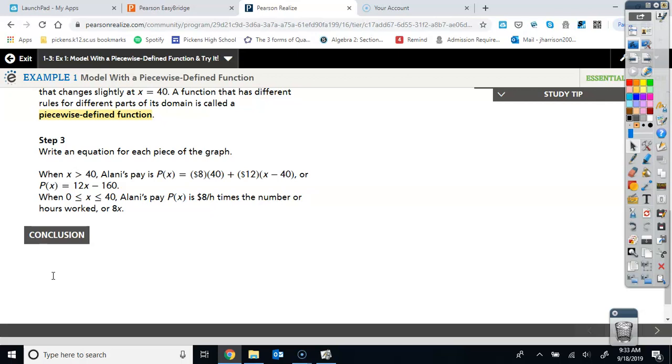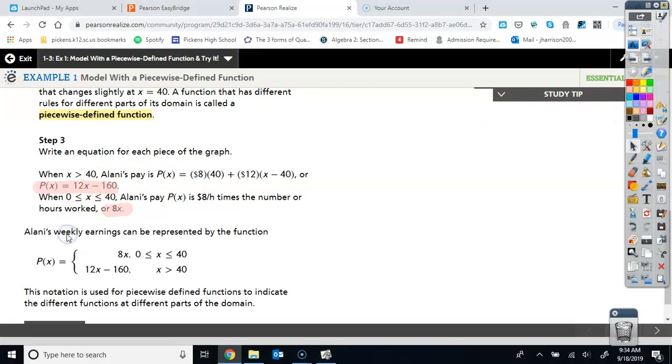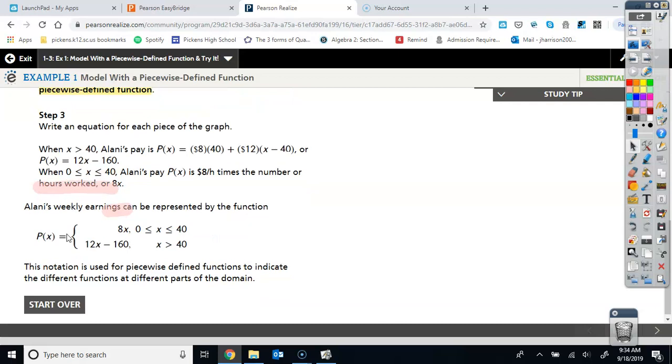If you add those up, she makes $8 for the first 40 hours, $12 for anything over 40. So you have a function here for her pay that is above 40 hours. You have a function here for her pay that is less than or equal to 40, or at 0 even. And so what we have is we create this function that involves two functions in one. This is called a piecewise function.